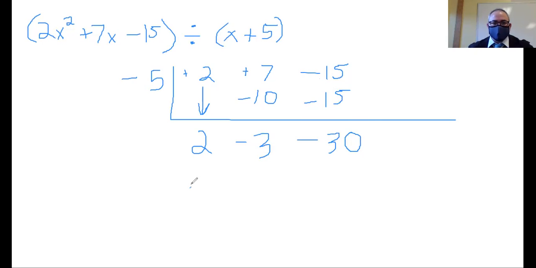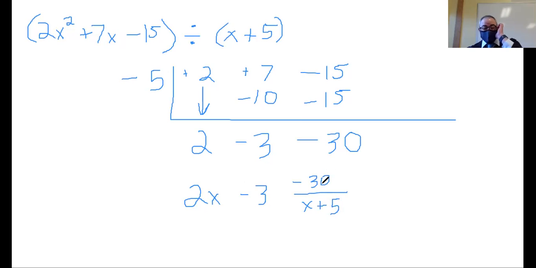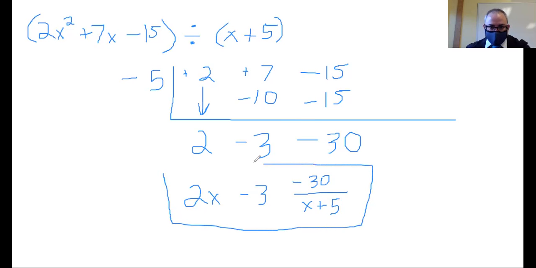Okay, so now I need to write my answer. This 2 went down a step, from an x squared to just an x. The 7 was an x, so now that just drops down to a -3. And then this -30 becomes -30 divided by x plus 5, what I originally had as the denominator. This remainder tells me that x plus 5 is not a factor of the expression up here. All right, so that's my answer.